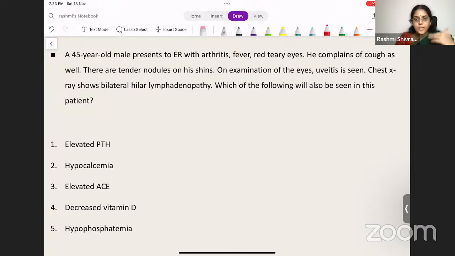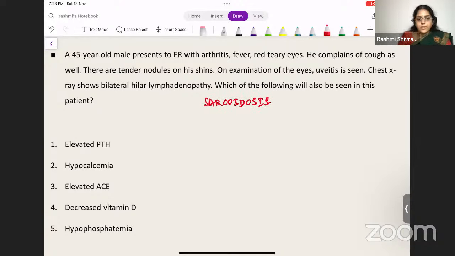I would like you to recap the first question because it is somewhat similar to that. Arthritis, fever, red teary eyes. I already told you rheumatology has a lot of constitutional symptoms which are very non-specific. Arthritis, fever, you will see almost in all the conditions. And uveitis is also quite common. Along with that, he has some tender nodules in the shin also. And X-ray shows bilateral hilar lymphadenopathy. Whenever you see bilateral hilar lymphadenopathy, the first thing that should come to your mind is sarcoidosis. Right? This is sarcoidosis.